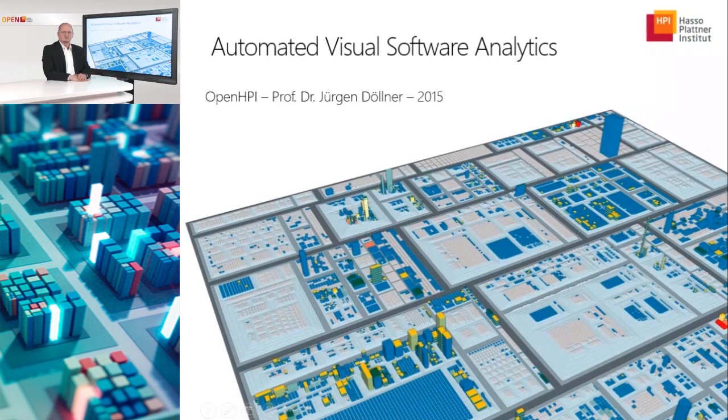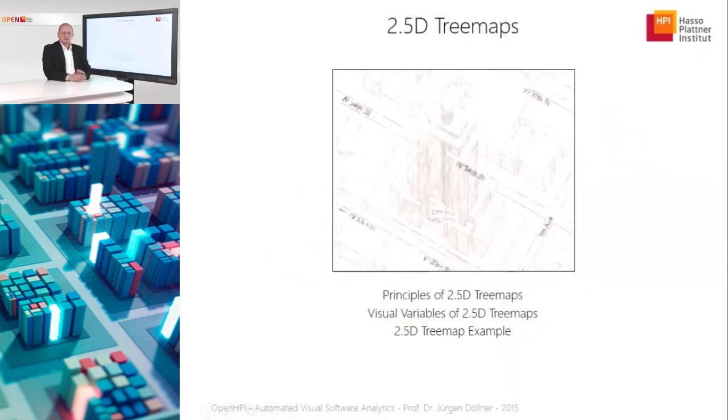Welcome to Automated Visual Software Analytics. This part is about 2.5-dimensional tree maps. We will describe the principles of 2.5-dimensional tree maps, explain their visual variables, and we will go through an example of 2.5-dimensional tree maps.